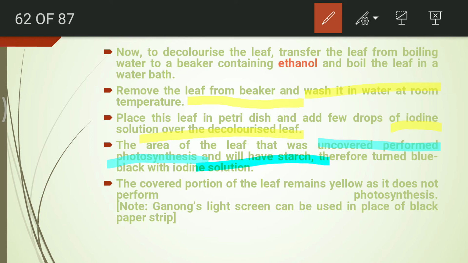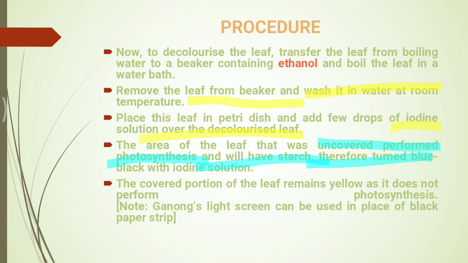As a result, no starch is formed. Therefore the uncovered part turned blue-black in the presence of iodine solution, whereas the covered portion did not perform photosynthesis, and as a result no starch was found over there. Hence the area which was covered by the black strip will show yellow color, giving the confirmation that there is no presence of starch in that area, or no photosynthesis has occurred in that area. So light is very important for the process of photosynthesis.